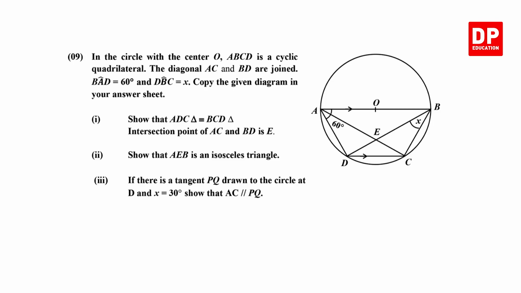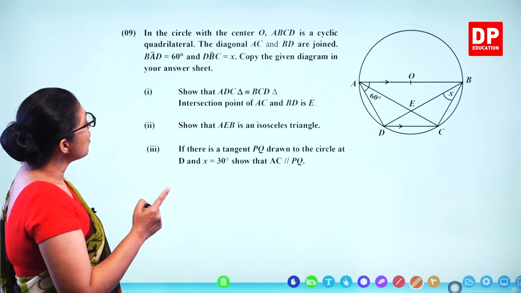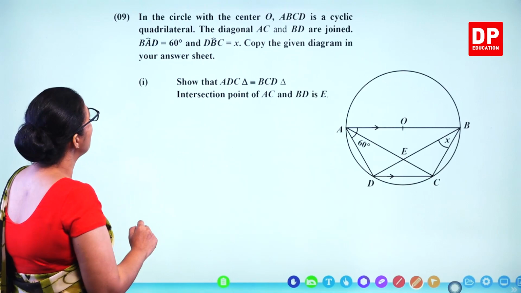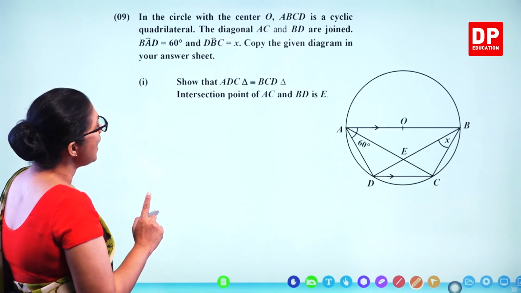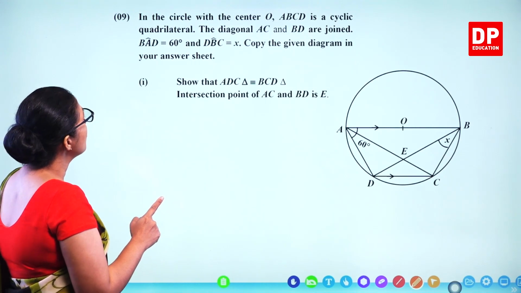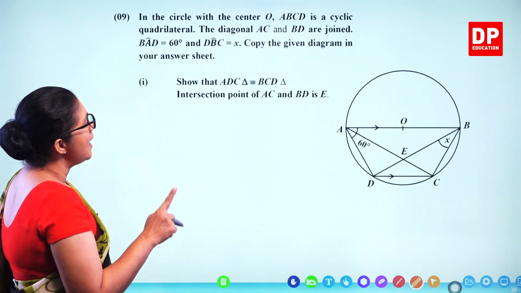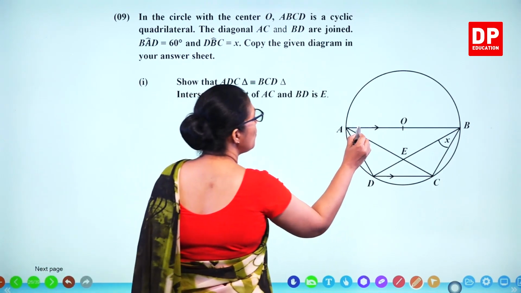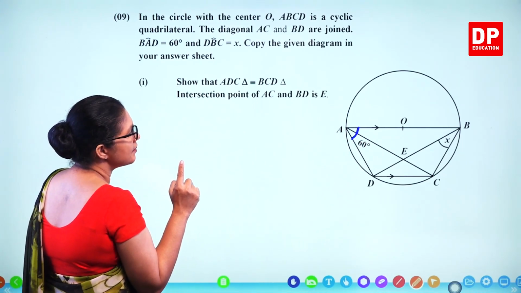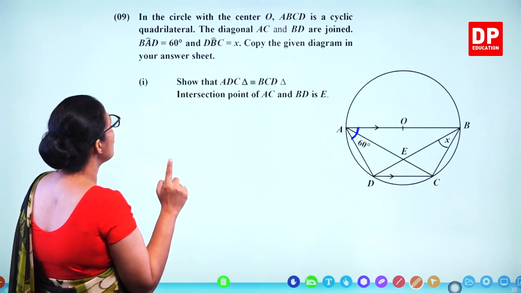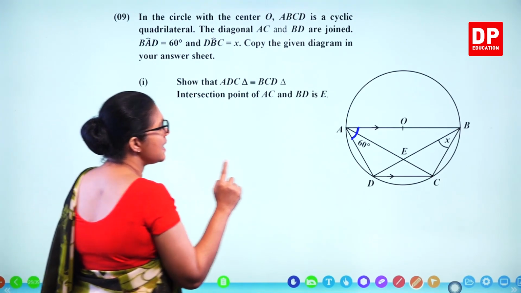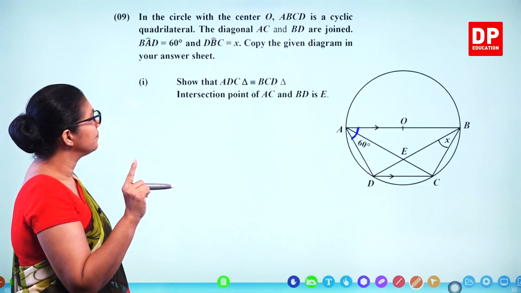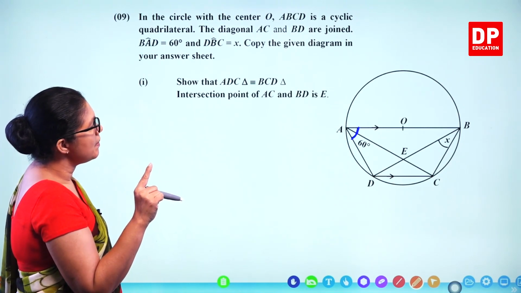Question number 9, you have to prove the 2 triangles are congruent, isosceles triangle. So let's do all parts. 3 parts are there. In the circle with the center O, ABCD is a cyclic quadrilateral. The diagonals AC and BD are joined. BAD angle is 60 degrees. This whole thing is 60. And DBC is X. Copy the given diagram in your answer sheet. Show that triangle ADC and triangle BCD are congruent. Intersection point of AC and BD is E.